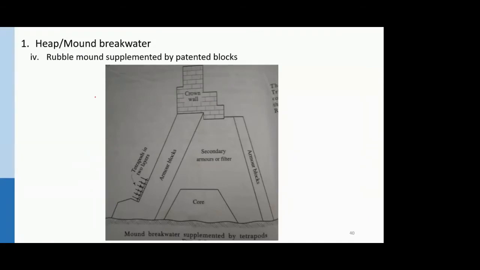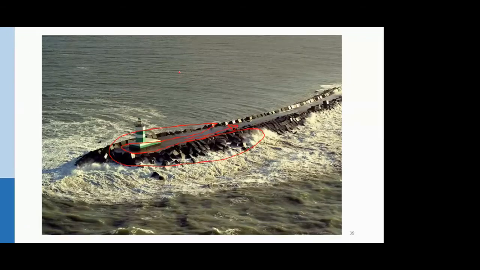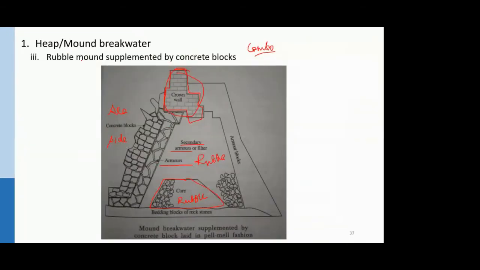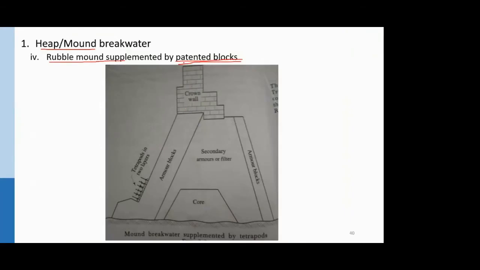Then the next, or last, type of heap or mound breakwater is a rubble mound breakwater, but now supplemented by some patented blocks. In the previous type, the name was almost the same, rubble mound supplemented by concrete blocks. The only difference is, previously we had seen concrete blocks placed on one side, the sea side of the breakwater. Now, instead of those concrete blocks, we have some patented blocks.